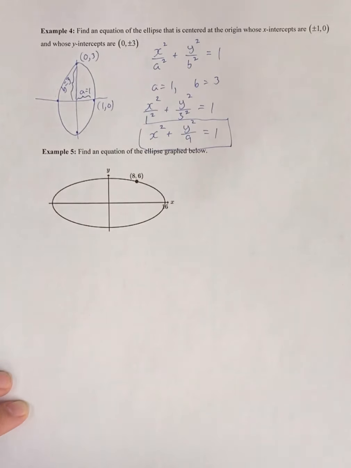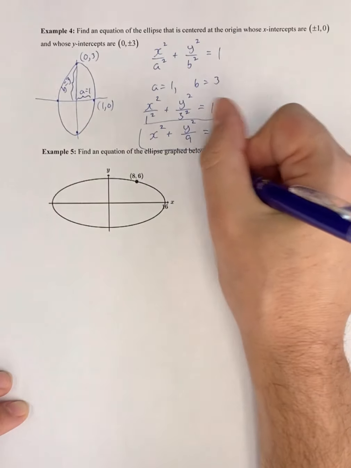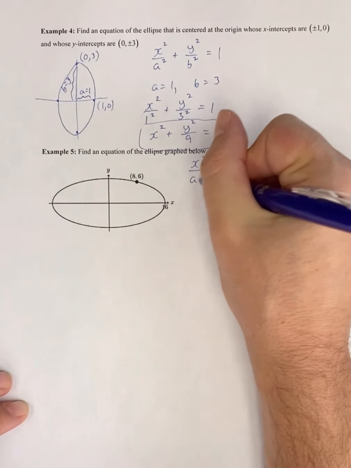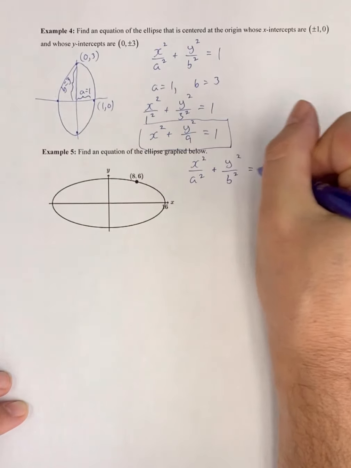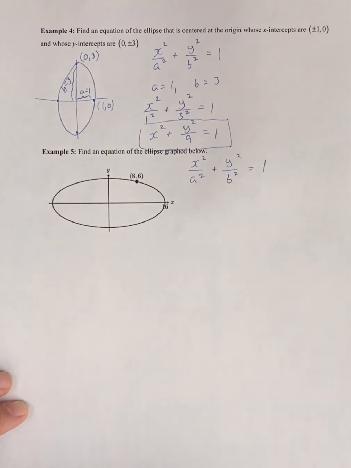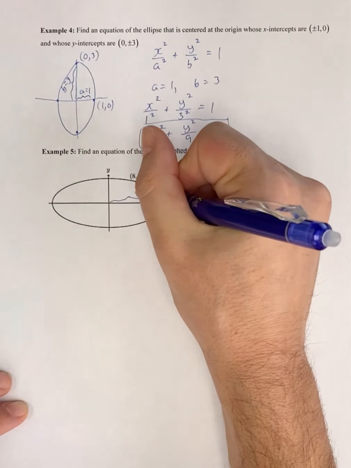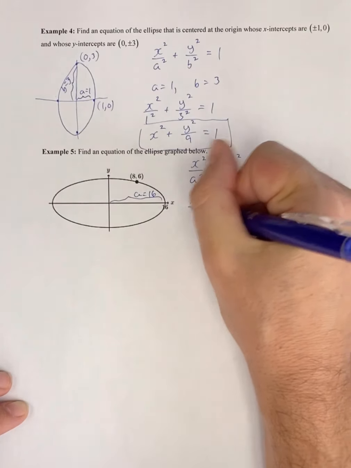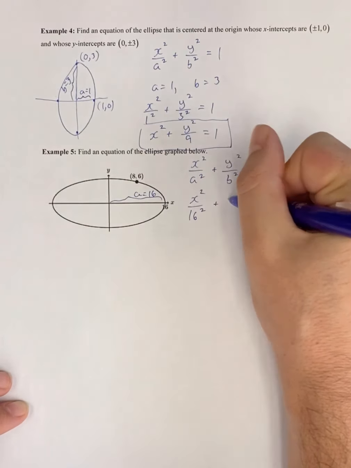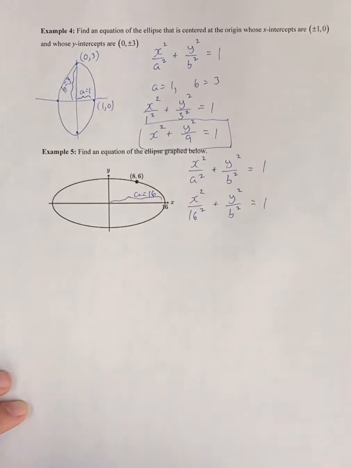All right, example 5. We're trying to find the equation of an ellipse. Again, it's centered at the origin. So we know that our equation is going to take this form. And again, our job is to find A and B. Well, A is given to us, right? A is the horizontal distance from the center to the ellipse, and we can see that that's 16. So I know that so far the equation looks like this. And I need to find B.